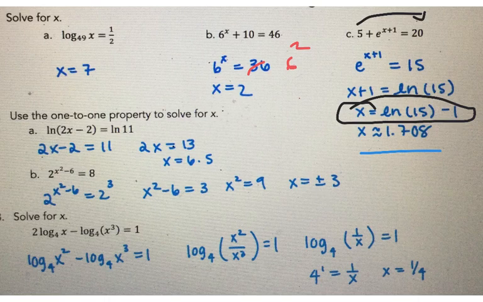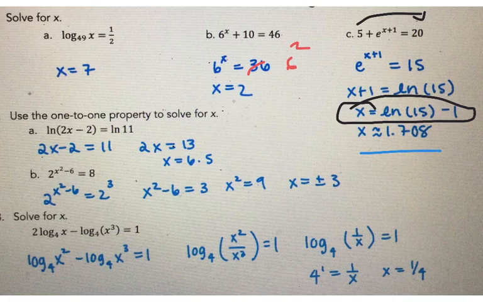And now, if you'll remember, we had some problems at the end of class on Friday where we got 2 answers, but one of them wasn't valid. So think, could I plug these back in to make sure they work? So if I plug in a positive 3, 3 squared is 9, 9 minus 6 is 3. So 2 to the third is 8. That makes sense. What if I plug in a negative 3? Negative 3 squared is also 9. 9 minus 6 is 3.